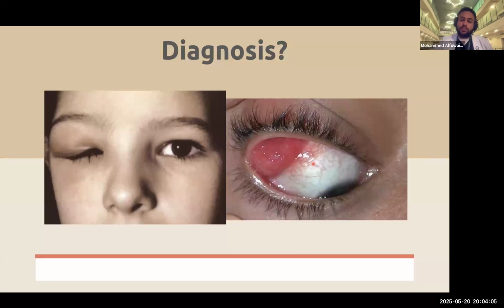Now, how about this patient? Again, what gland do we have over here? The lateral superior part of the eye. Lacrimal gland. So if we have inflammation of the lacrimal gland, we call it dacryoadenitis. Straightforward. Again, you just need to identify these by the images.